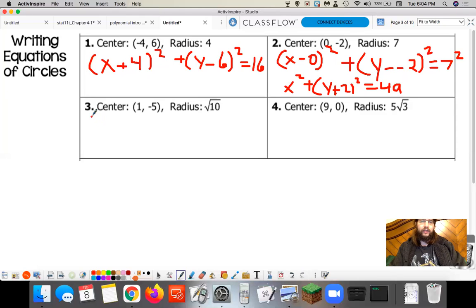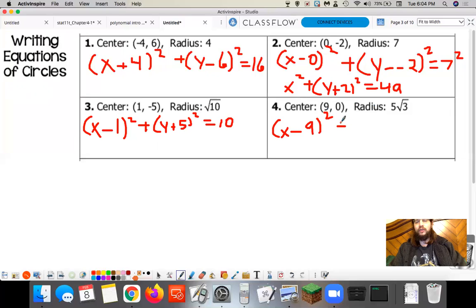All right, here we go. Center is 1, negative 5, so that's x minus 1 squared, y plus 5 squared. And if we square a square root, they cancel, so that's just going to be a 10 right there. Okay. And this one, x minus 9 squared, y minus nothing is just y squared.